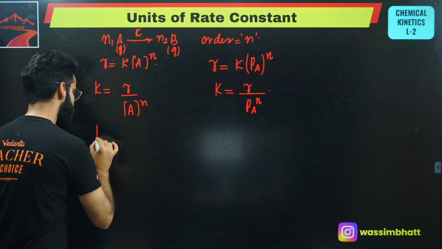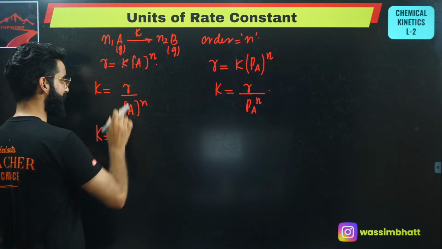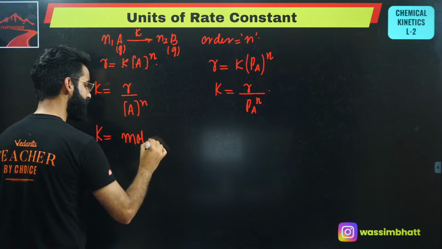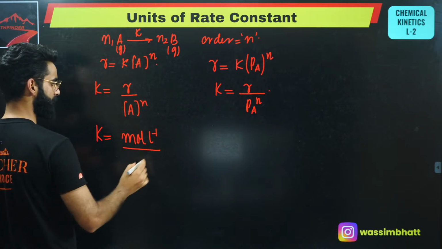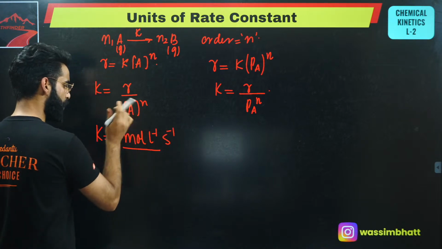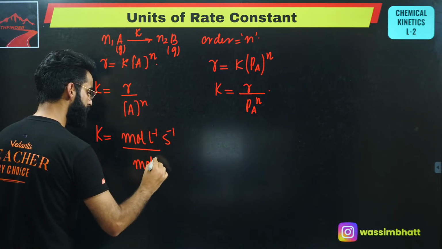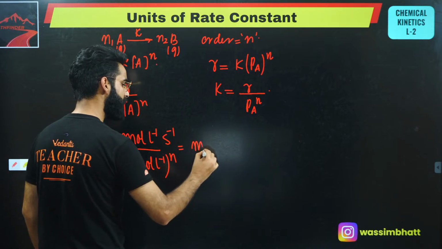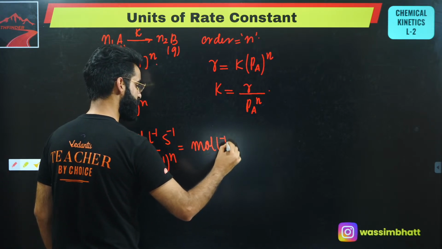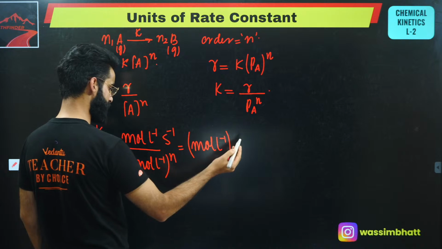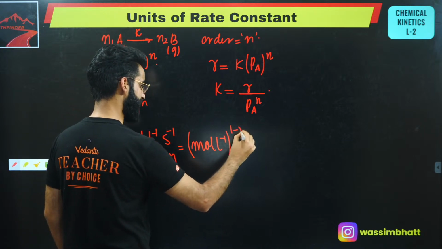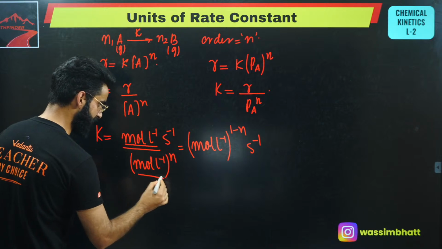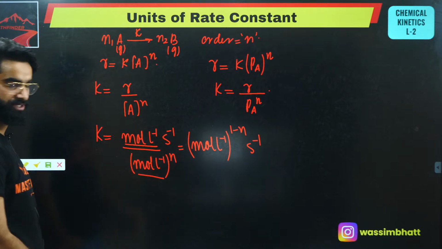Now, the units of K over here will be equal to the units of rate, moles liter inverse second inverse, divided by moles liter inverse. Concentration has the unit mole liter inverse, but it is raised to the power n. So the overall unit of rate constant in general is going to be mole liter inverse raised to 1 minus n, and then second inverse. Over here you've got mole liter inverse divided by mole liter inverse to the n. Bases are the same, powers are subtracted in case of division, right?